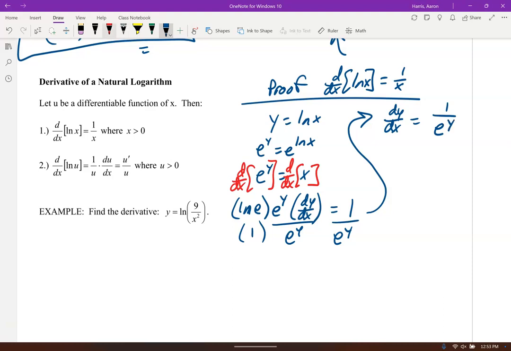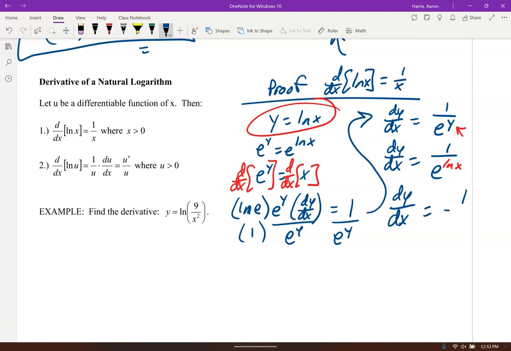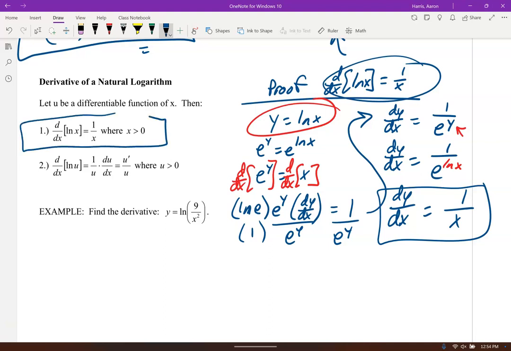Now remember, I let y be the ln of x. So let me replace that with the ln of x. And so e to the ln of x is just x. Right? So the derivative of the natural log is 1 over x. So we just proved that right there. There it is in chain rule form. That's 1 over u times whatever the derivative of u is.